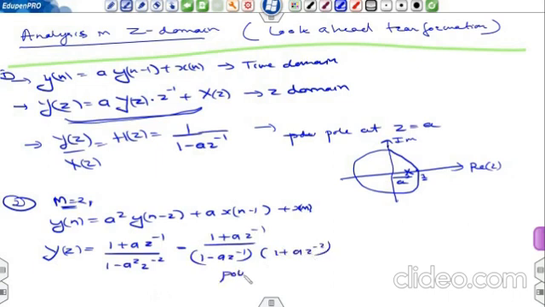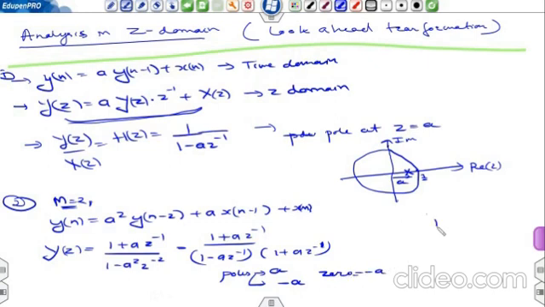So poles, this is having poles at a, and the second pole is at minus a, and the zero is at minus a.